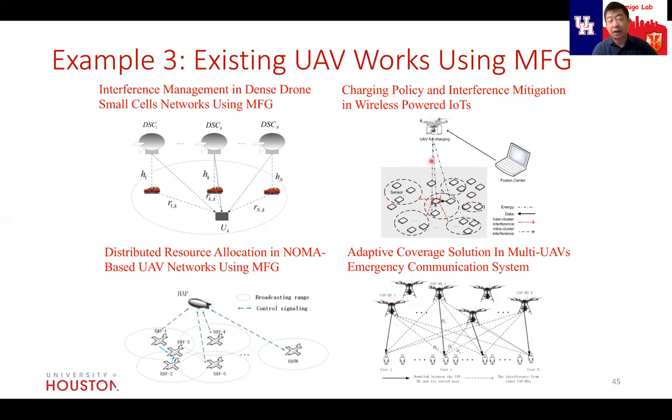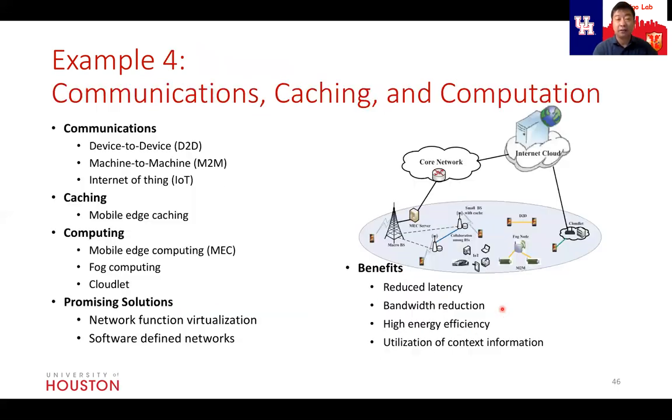A large population of IoT, then we can use the mean field, and also we can have the control of this kind of UAV with HAP. HAP is a high altitude platform, the balloon, something like that. And also we can have the multi-UAV case. Okay. And for communication, caching and computation, the 3C network is also very important.